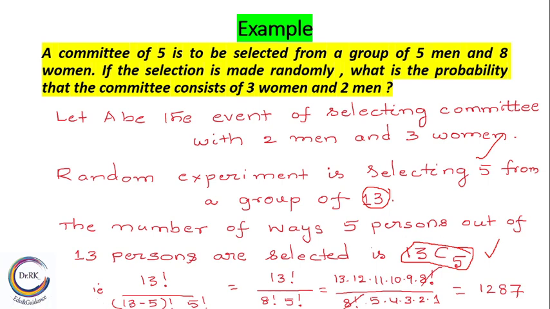And the formula for nCr is n factorial by (n minus r) factorial into r factorial. That means here 13 factorial by (13 minus 5) factorial into 5 factorial. Then if we simplify, our sample space contains 1287. So this is the denominator.